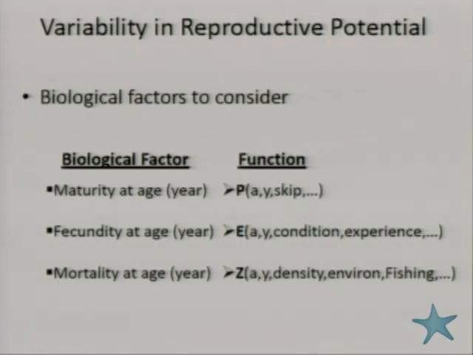So each of these biological factors I think of as a function. So maturity is a function of age, year, the fraction that skip, and anything else that might affect maturity. Fecundity, also a function of age and year, condition, experience, etc. And then mortality, age, year, density, environment, and fishing. For this exercise, I'm just going to assume 0.2, again, because I just want to isolate how variability in these two terms translates to uncertainty in the reference point.